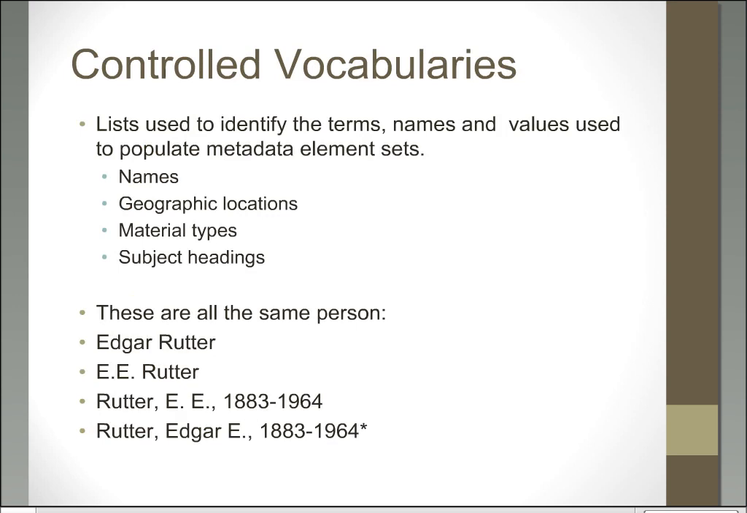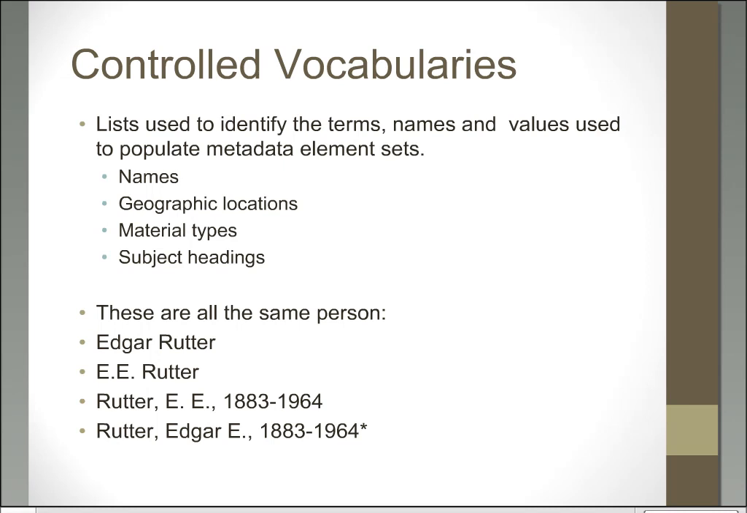Let's see. Controlled vocabularies. Again, these are very important because these are those lists of standard terms that we use to standardize our metadata. Not everything needs to be authority controlled. Obviously, your descriptions aren't going to be, but it is particularly useful for names, geographic locations, material types, and subject headings. We use Library of Congress name authorities for our names. It's easier to try to find everything by that same person if you're using an authority.